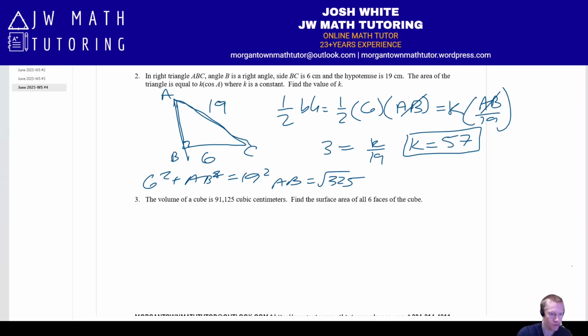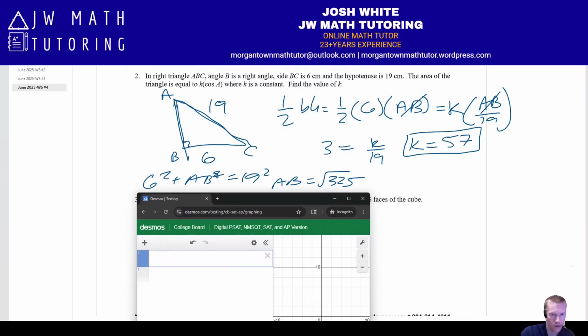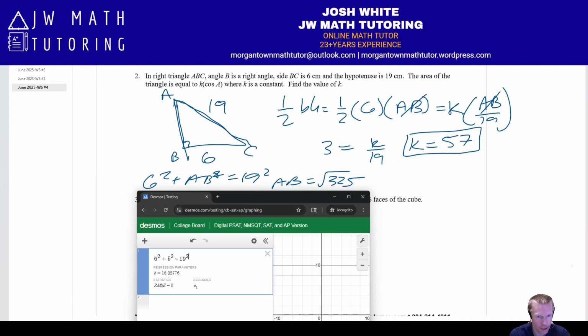However, I would probably just do it in Desmos and just get the decimal value. Let's see here, whatever, I'll just call it b squared. Okay, so that's where it is. That's where it is, 18.027, blah, blah, blah.